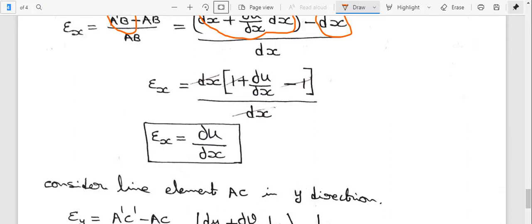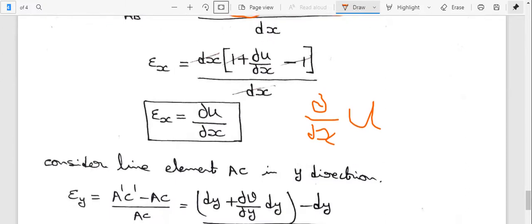Here u represents the displacement value and x represents the direction of the displacement. So u is along the x axis. That's why I am considering dou by dou x of u. That's why epsilon x is equal to dou u by dou x. So here u is the displacement along the x direction.